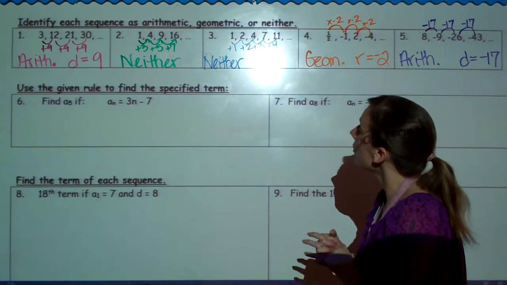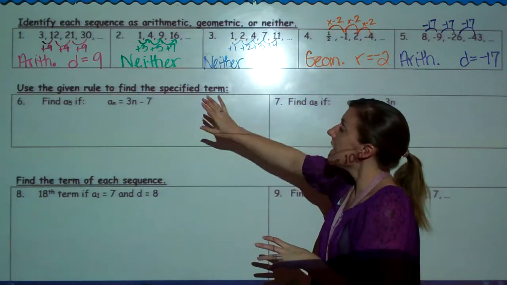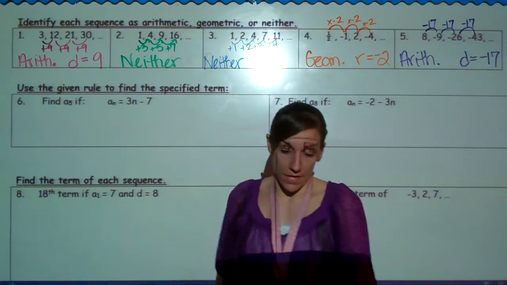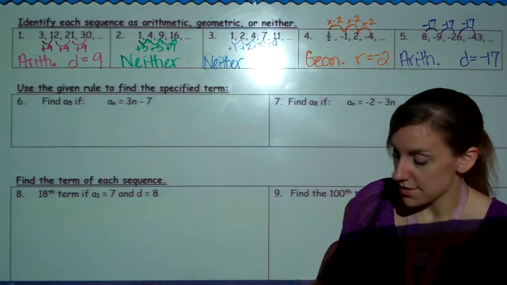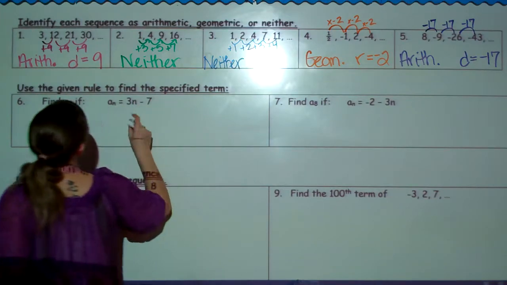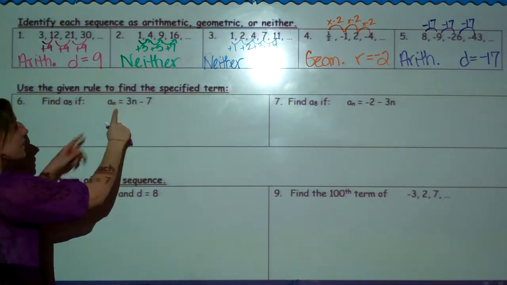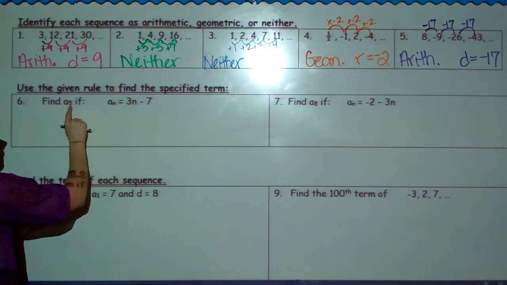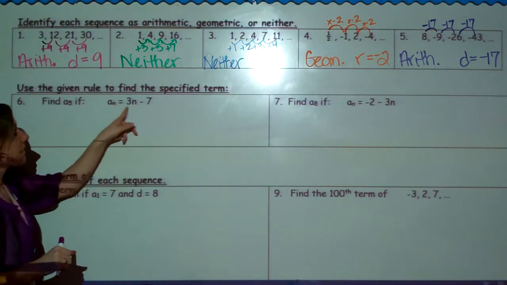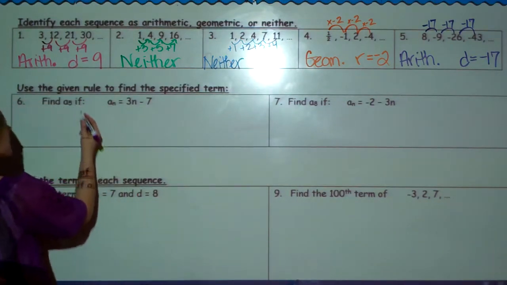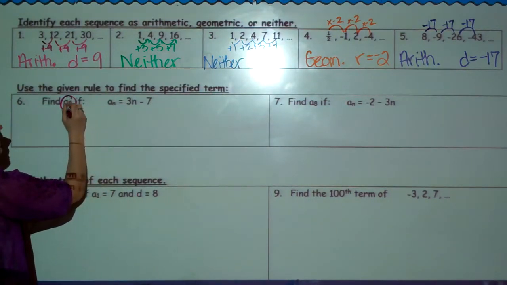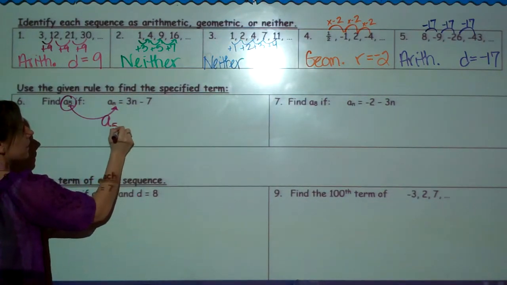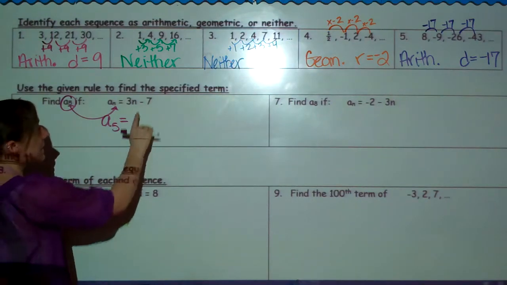All right, so now before we get into actually using some formulas, it says use the given rule to find the term, okay? Well, this is our rule that we're given, and this just stands for our general rule. This stands for the number that we want. So for example, it says find a sub 5 if a sub n equals 3n minus 5. Well, this is just a bunch of substitution. If I'm saying a sub 5, that means I take that n out and I put a 5 in. Well, that means that I do the same thing here.